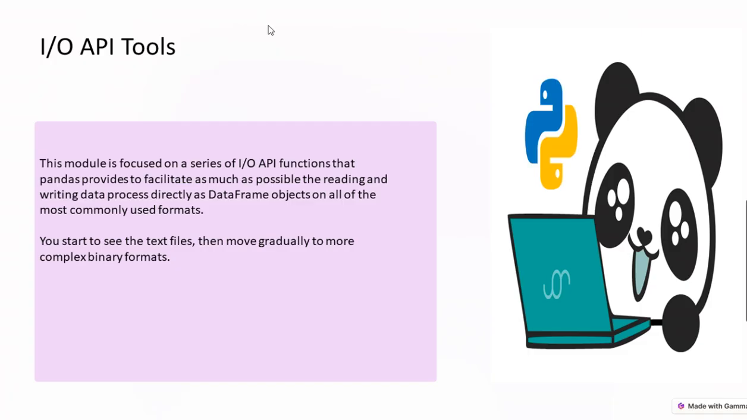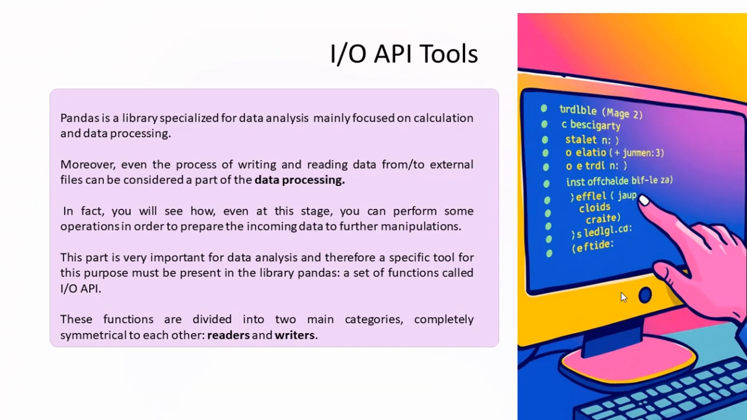So, starting with what the input-output API functions are, basically this complete series is focused on how we can read and write data from external files to data frame objects. So we are dealing exclusively with the read and write process between external files and the data frame objects created in our Python script. We will initially start with text files and then move on to complex binary formats.